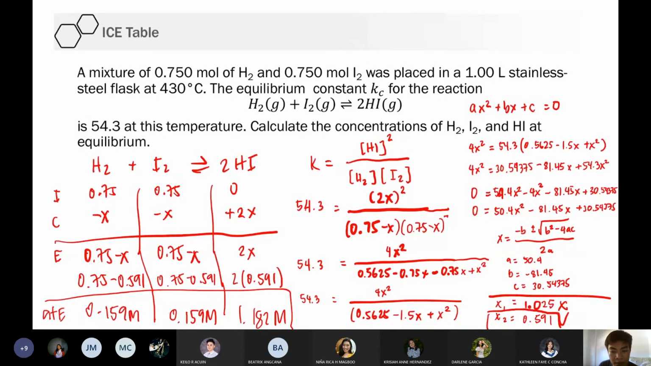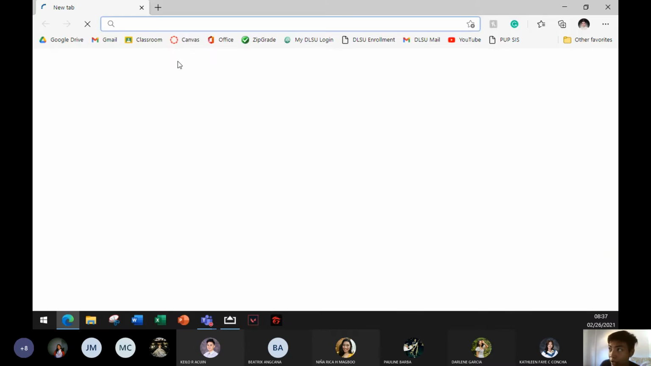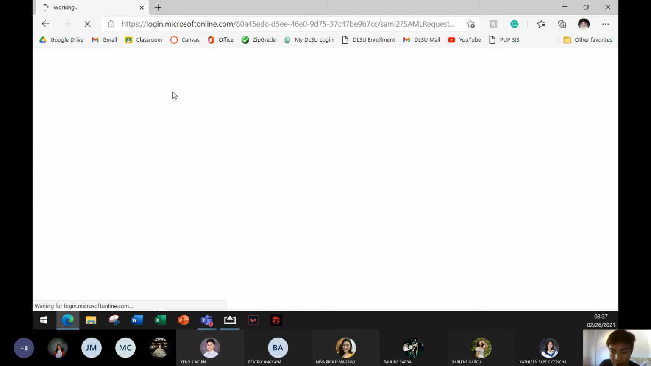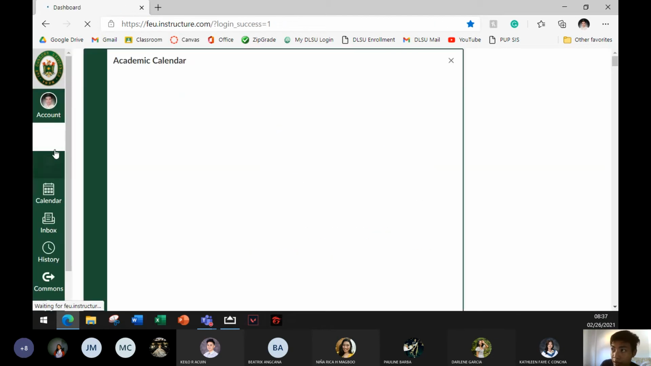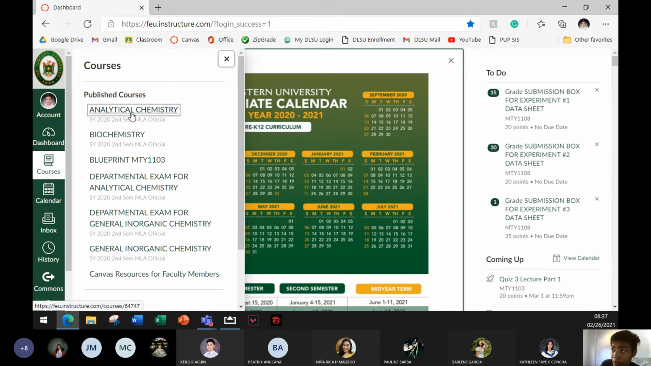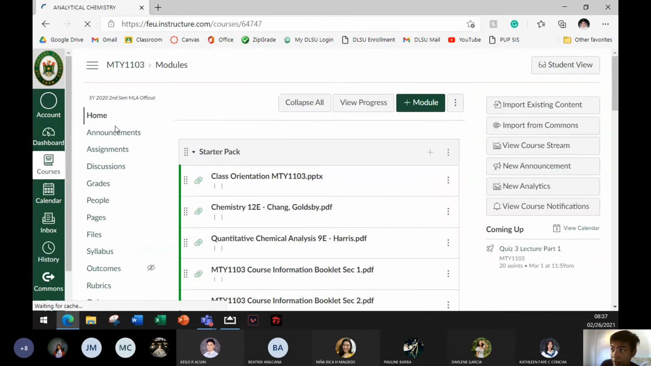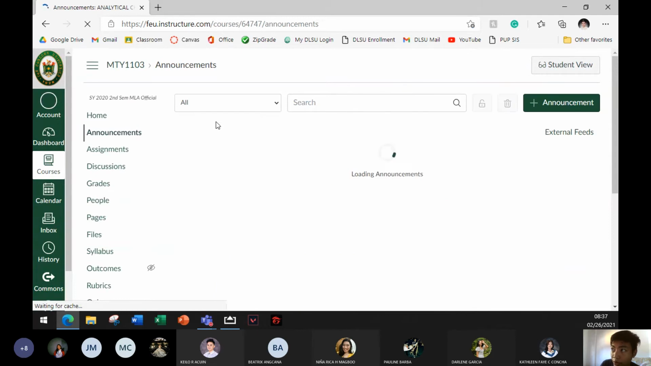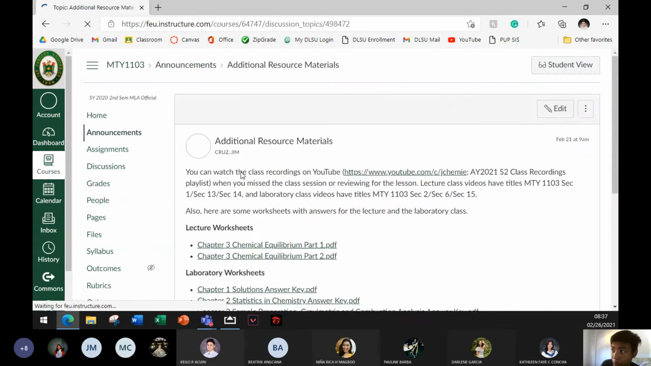So again, I want you to practice on these two examples, especially with the calculator technique, so that you will be ready for your quizzes. Also, I uploaded worksheets where you can apply our lesson. Okay, so just go to your Canvas. We're not yet done, no? Just go to your Canvas and look for the worksheet for part 2.